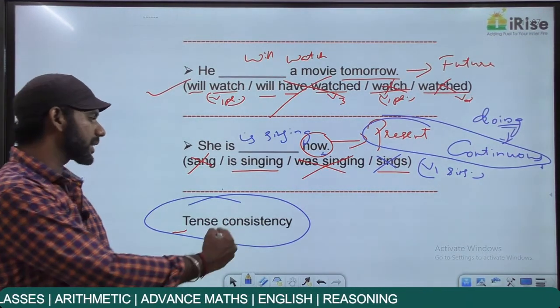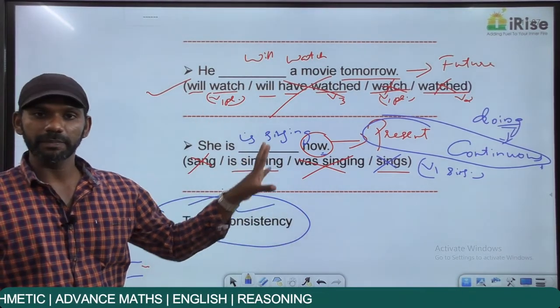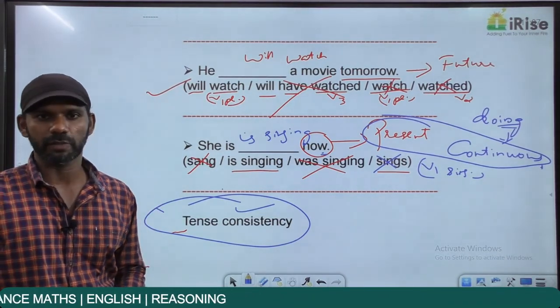So thinking about this concept will surely help us eliminate options. So these are the rules that appear in the topic tenses. As I said, we'll go for the exceptions and then we'll do an exercise on this topic.